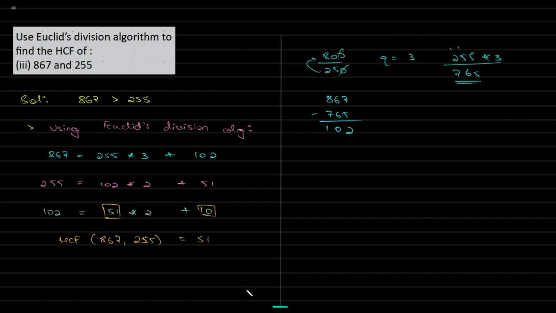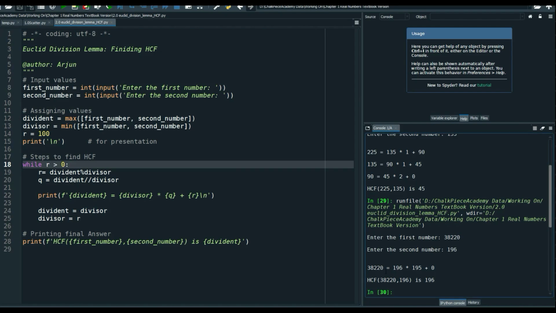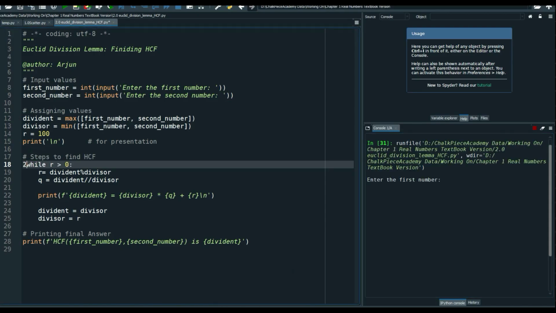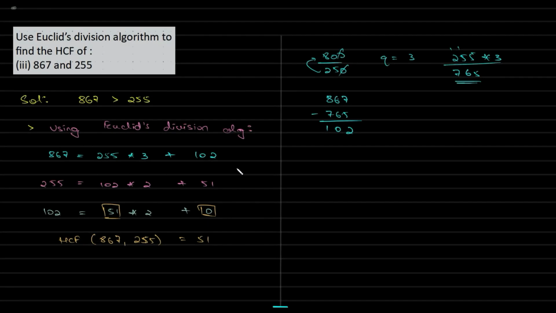Let's verify this using our program. So we have 255. Sorry, I have to run the program. I think one of the numbers is wrong. Okay, 255. Right, I think it's 255 and 867. Okay, so yes, that's the answer, 51. 3 steps, same number of steps and same numbers. So this is correct.